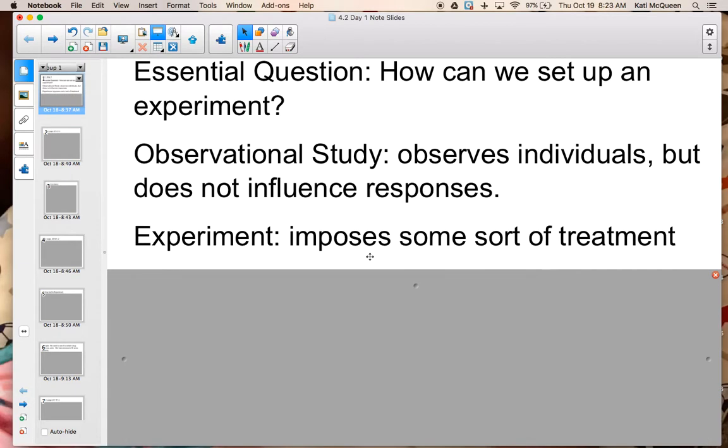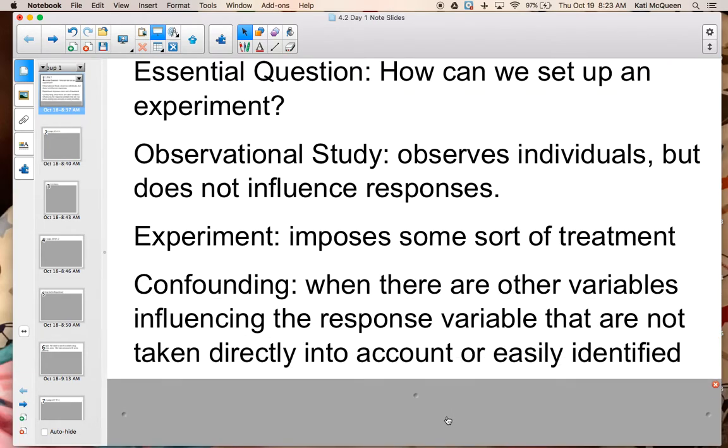An experiment then imposes some sort of treatment. So this may be I'm assigning certain people to take medication, or I'm assigning certain students to take a class with one teacher and other students to take a class with another teacher. So that would be my treatment, what I'm doing to the students or the subjects.